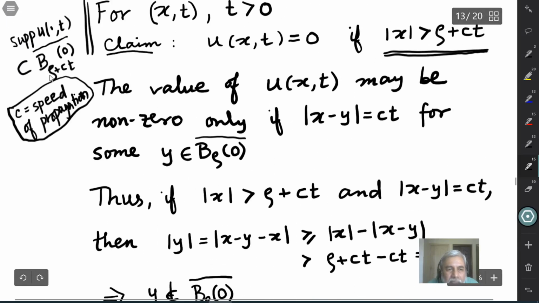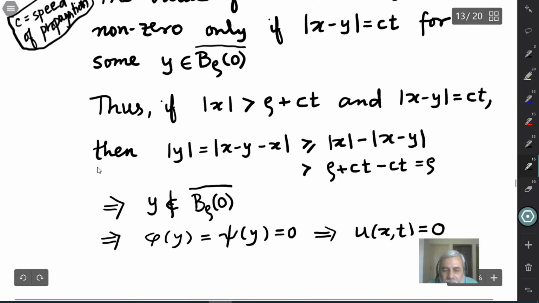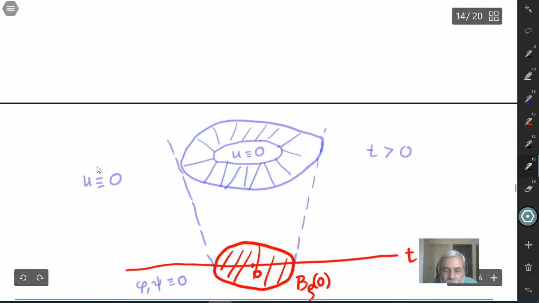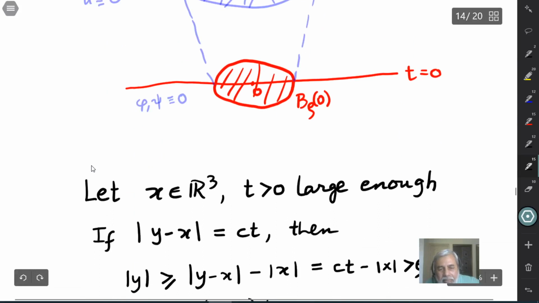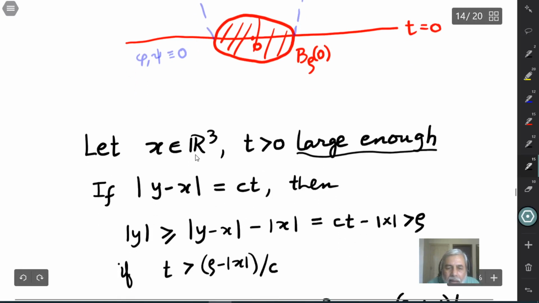The support is still smaller than this. That is what we want to show now. So pick again any x in R3 and t positive large enough. What is large enough, we will see in a moment. Again, you consider any y on this sphere, because that is the point where the initial data influences the value of u at (x,t).